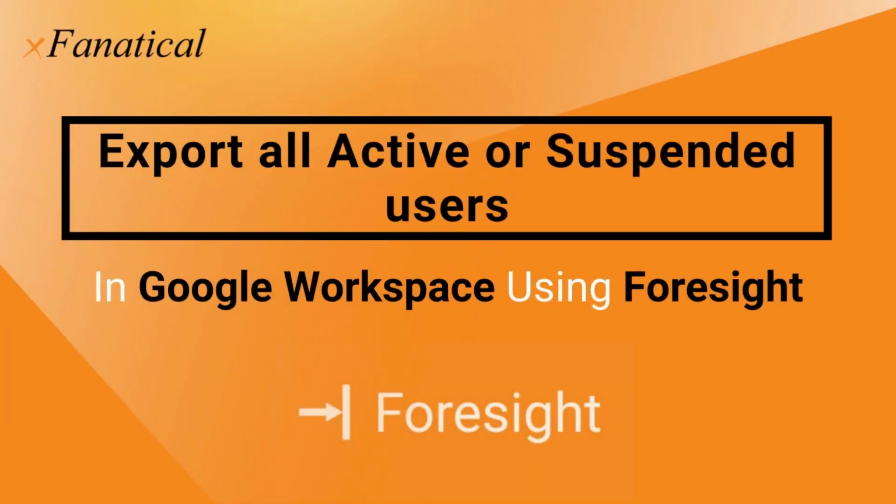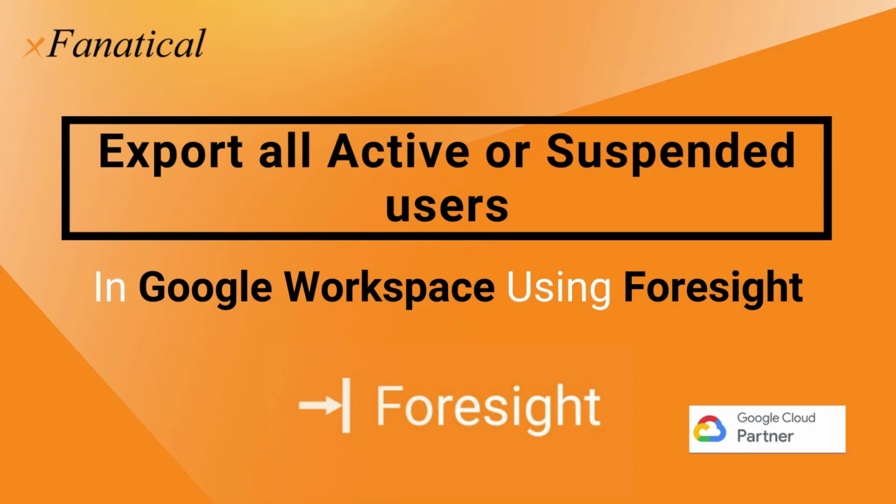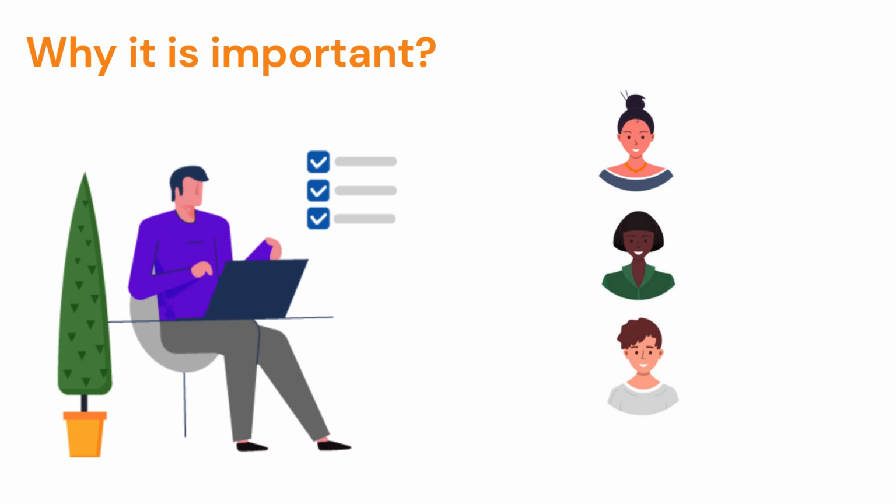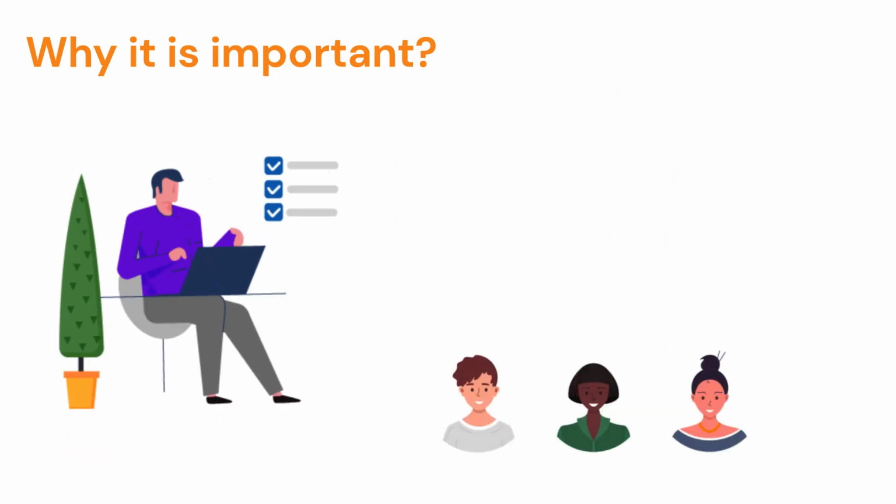In this short video, I'm going to demonstrate how you can export all active or suspended users in Google Workspace using Foresight. You often need a list of the suspended or active users. For example, a manager may need to check the total number of active users. In a professional environment, time is very important.